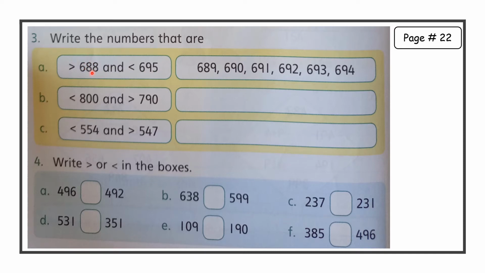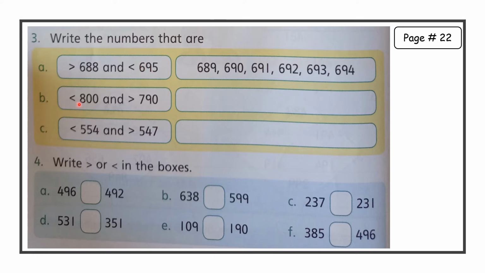What comes after 688? We will not write 688, because we have to write the numbers that are greater than this one and less than this one. And it's already done. What's greater than 688? 689, then 690, 691, 692, 693, and 694. And after 694 there comes 695.